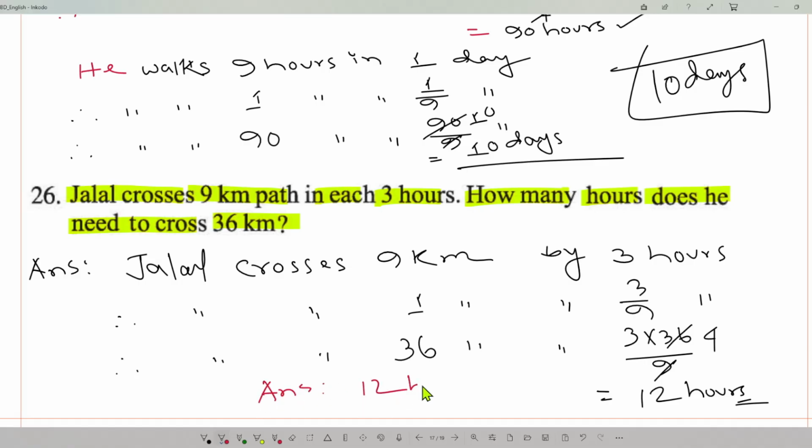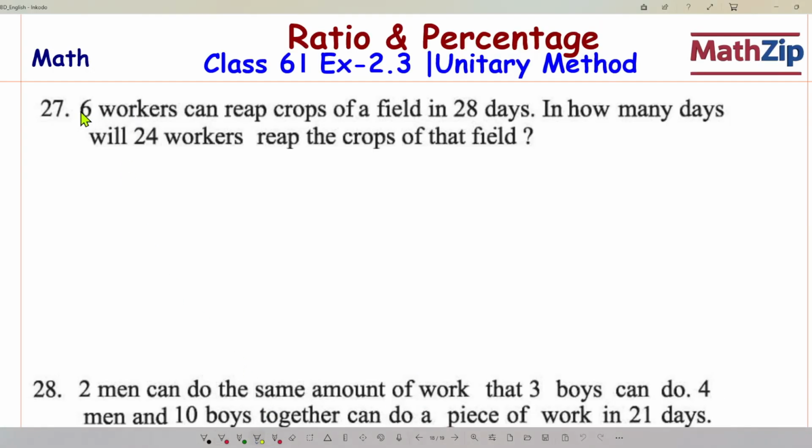Number 27. 6 workers can reap the crops of a field in 28 days. In how many days will 24 workers reap the crops of that field? So it's a very simple thing.